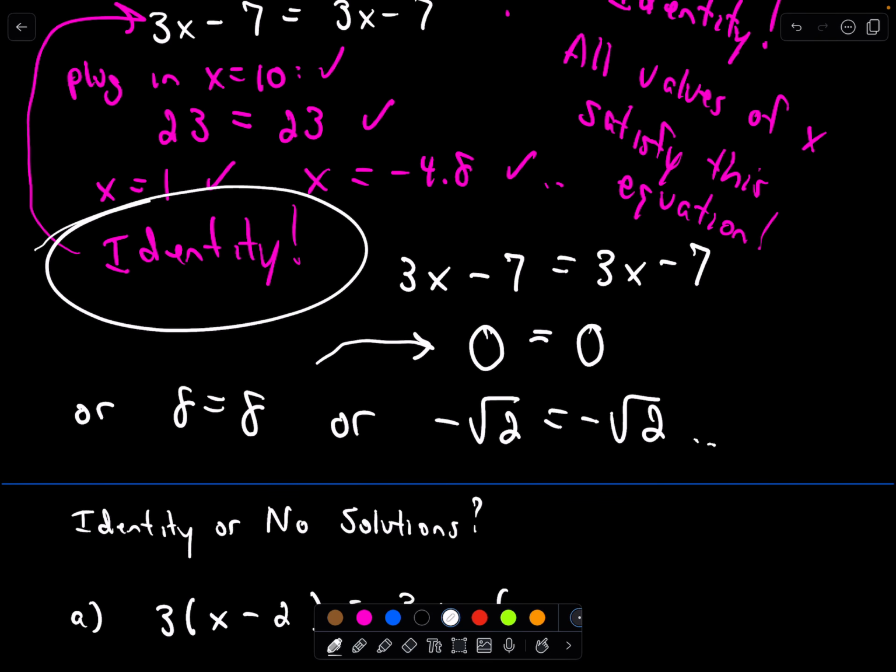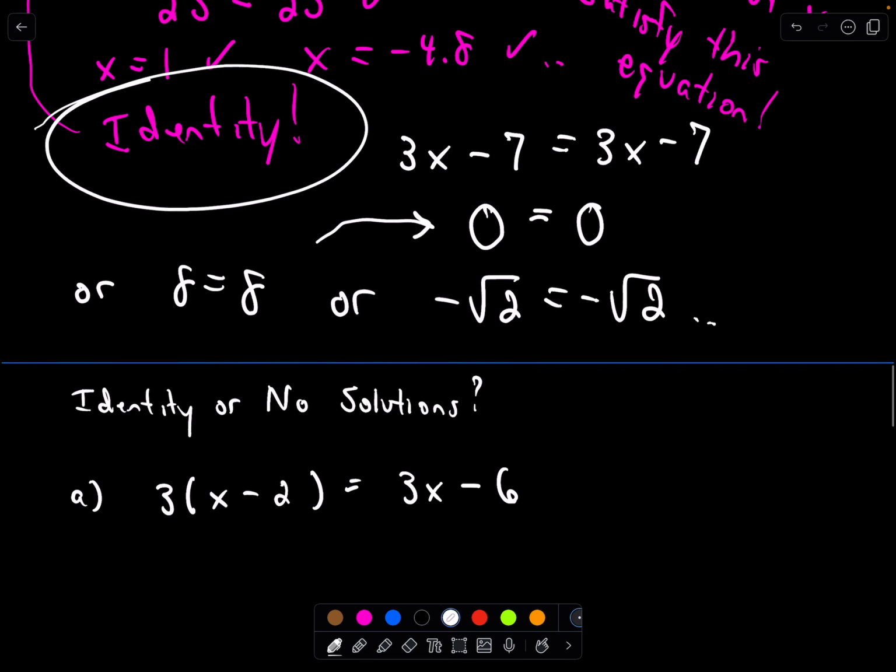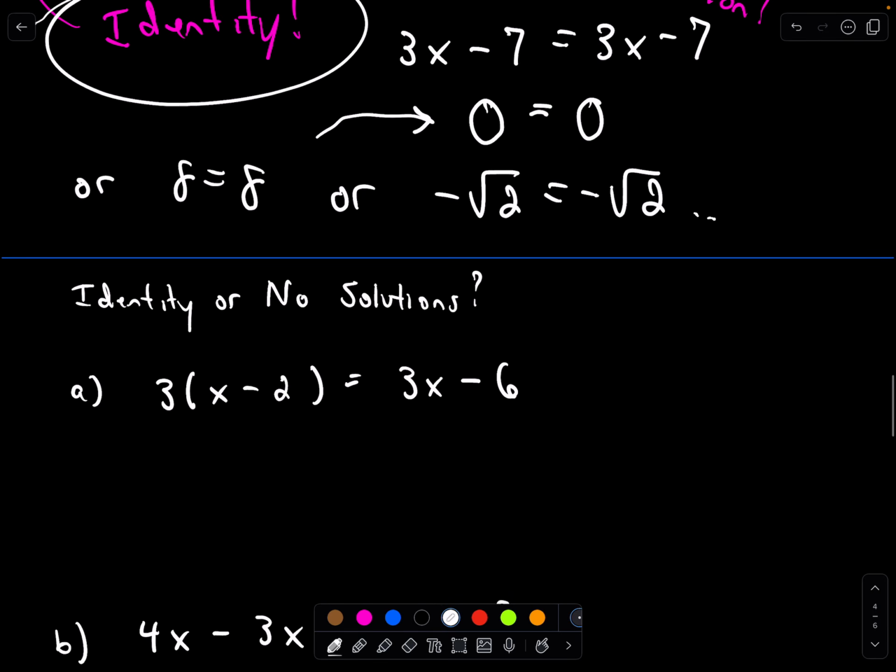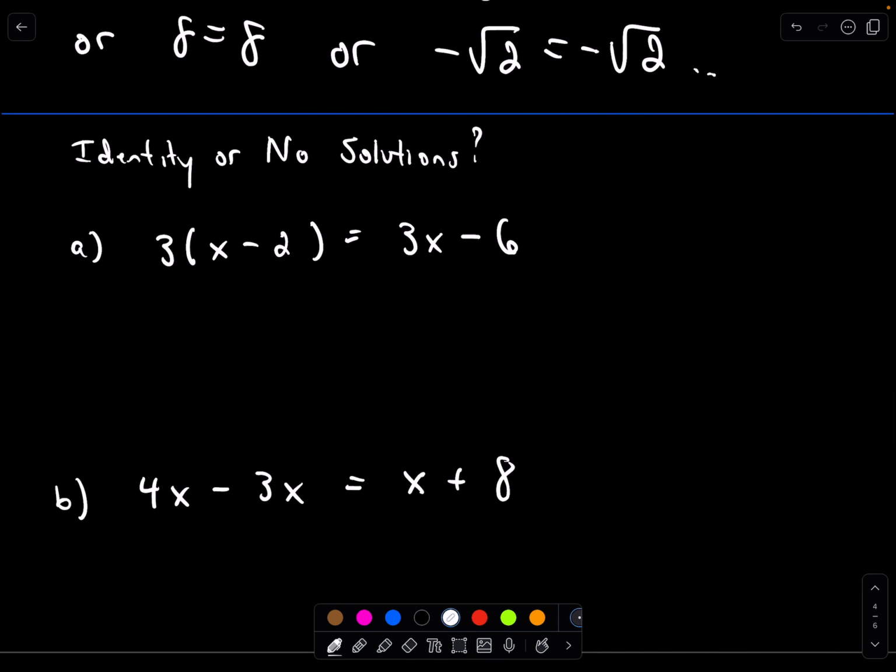Okay, well, now that begs the question. An identity means that all numbers are solutions. It means you have the exact same thing. Now, is it possible to get no solutions? How do we recognize those situations? Well, we'll talk about it. So let's determine if these are identities or no solutions.